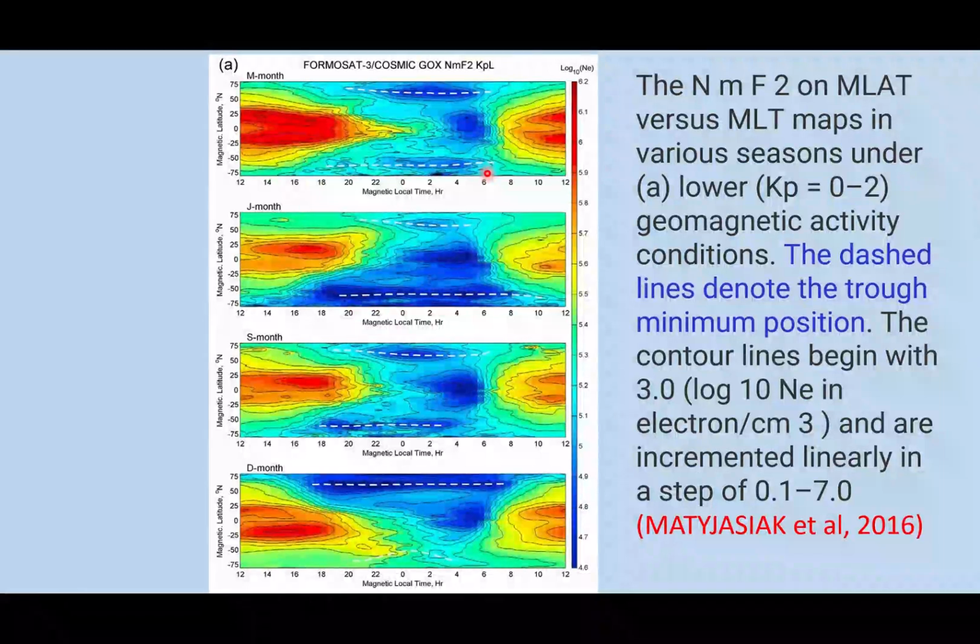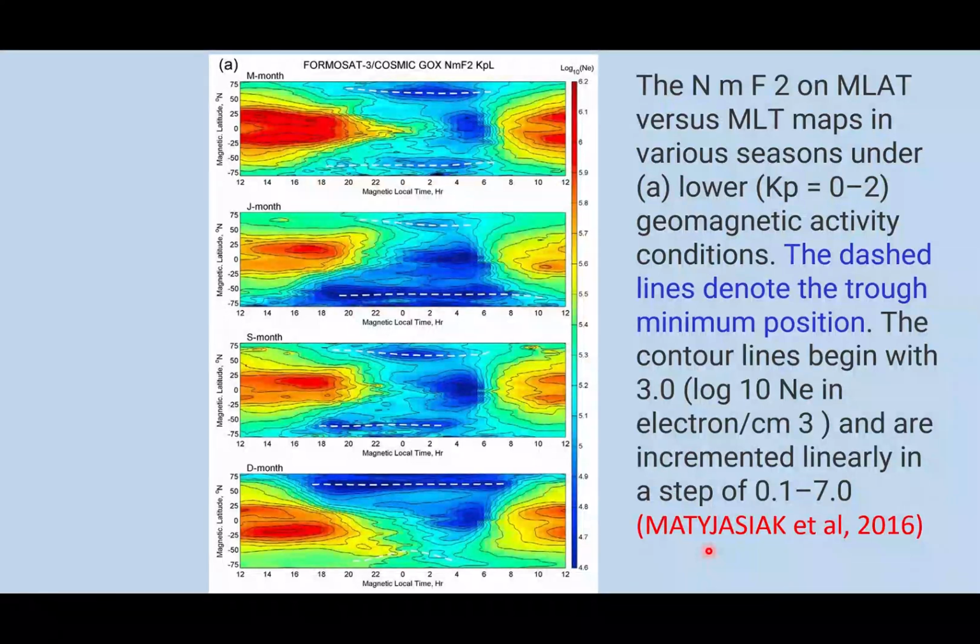Electrons per centimeter cube is the unit used. So if the number is, say, 4, that means there are 10 to the 4 electrons per centimeter cube along that contour line. So it is highly sensitive to the geomagnetic activity because it is connected with the magnetosphere and magnetic field lines. So obviously, geomagnetic activity will affect it.